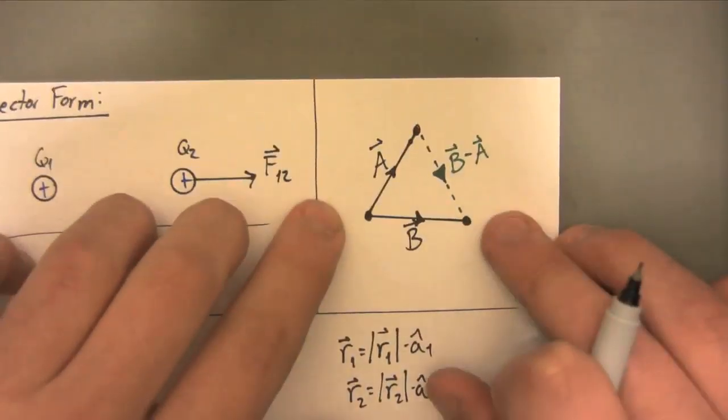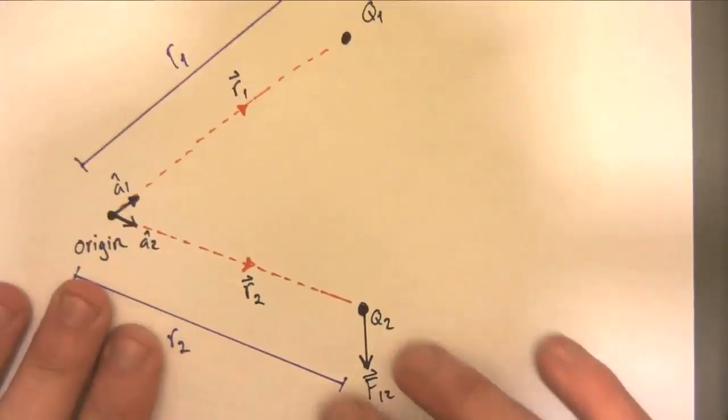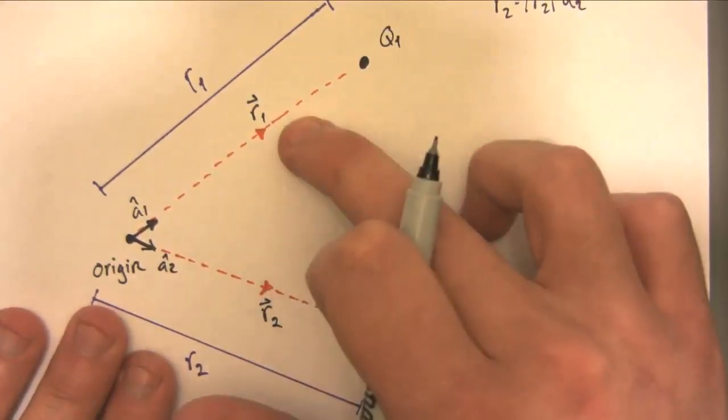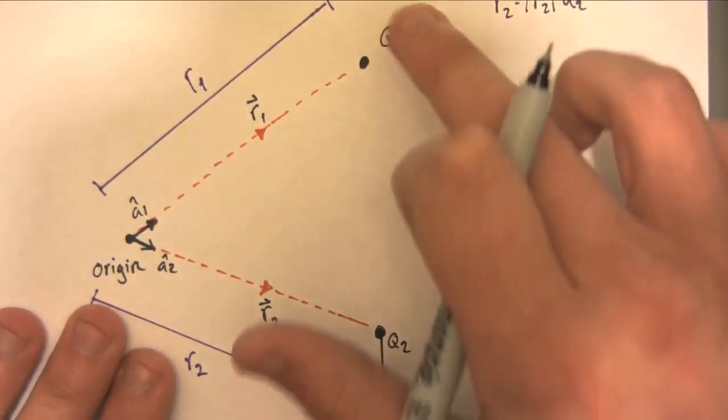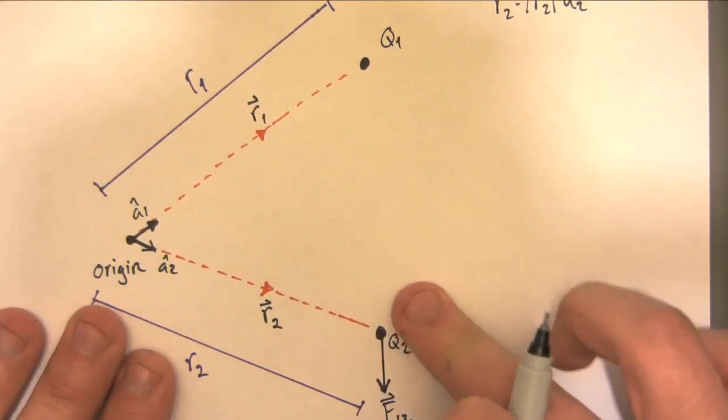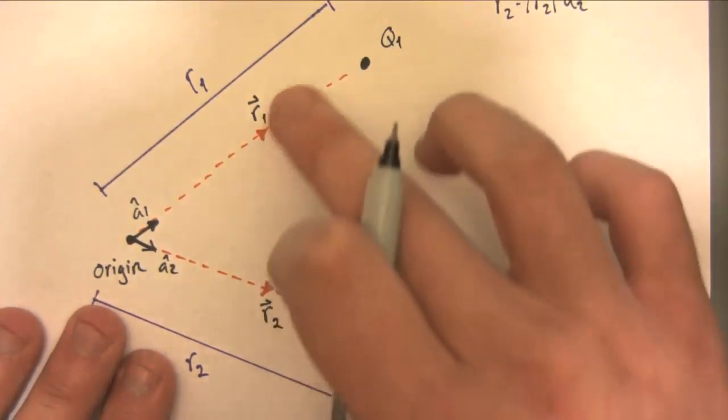Same way I did for this guy right here, I'm going to reapply that idea between R2 and R1, in which the actual vector pointing from Q1 to Q2 is R2 minus R1.